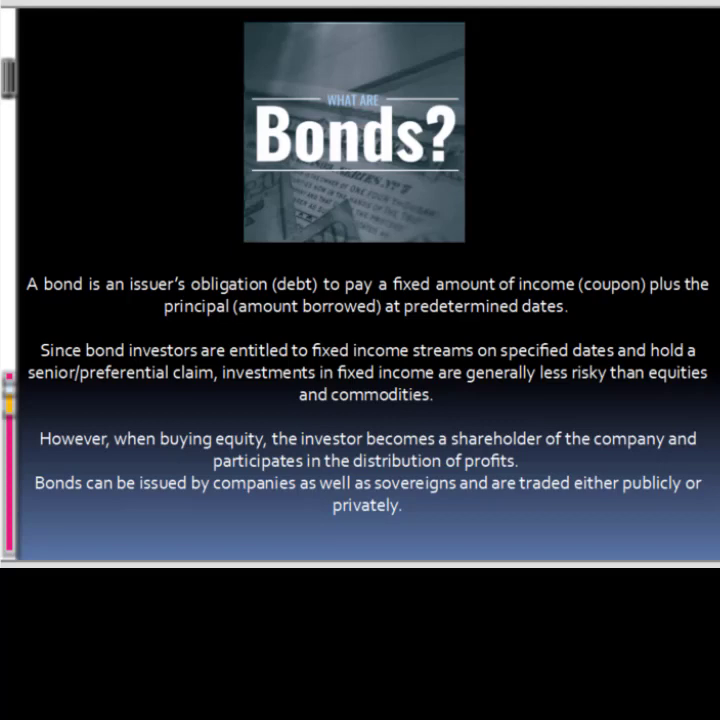A bond is an issuer obligation, which means a debt to pay a fixed amount of income, a coupon, plus the principal at predetermined dates. Since bond investors are entitled to fixed income streams on specified dates and hold a senior preferential claim, investments in fixed income are generally less risky than equities and commodities. However, when buying equity, the investor becomes a shareholder of the company and participates in the distribution of profits. Bonds can be issued by companies as well as sovereigns and are traded either publicly or privately.